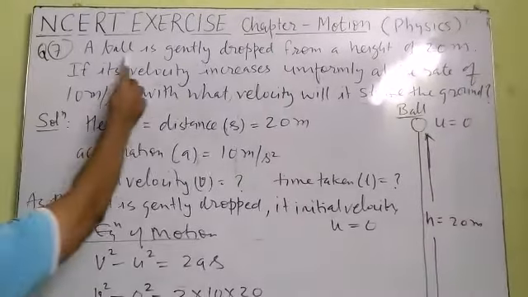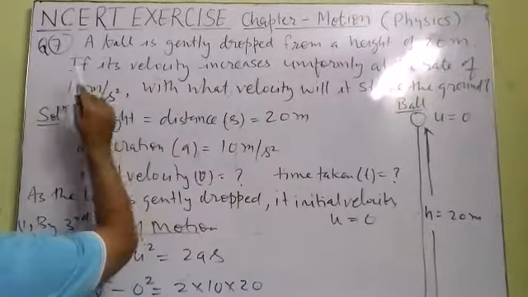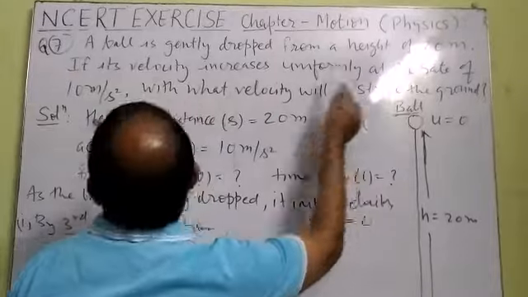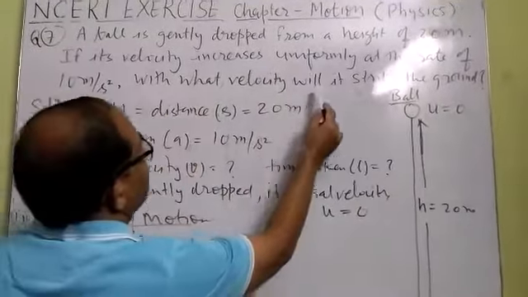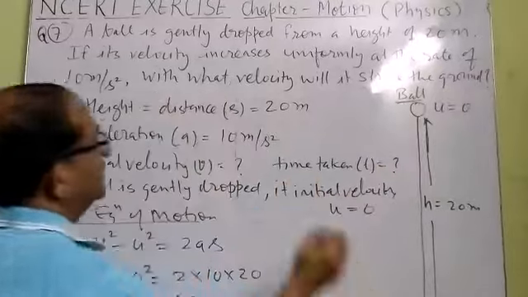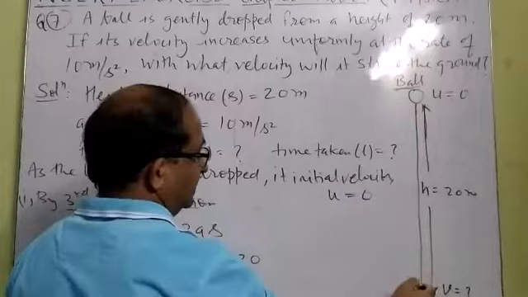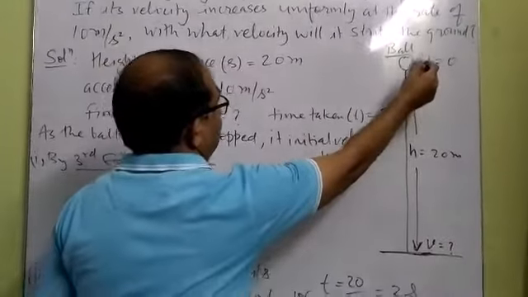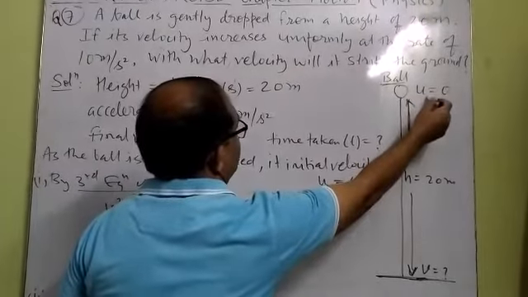Number 7: a ball is gently dropped from a height of 20 meters. If its velocity increases uniformly at the rate of 10 meters per second squared, with what velocity will it strike the ground? Just see the situation with the help of a figure. There is a ball at a height of 20 meters from the earth's surface. If a person gently drops it, then its initial velocity will be 0.